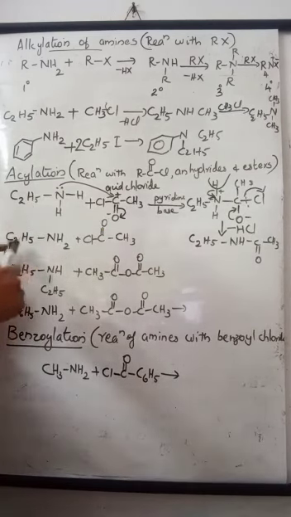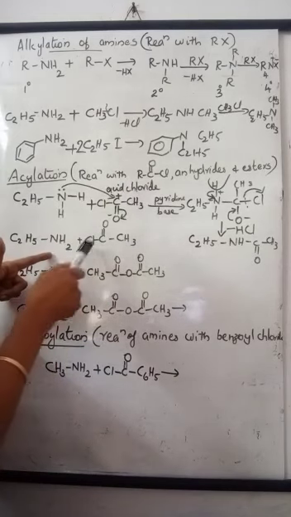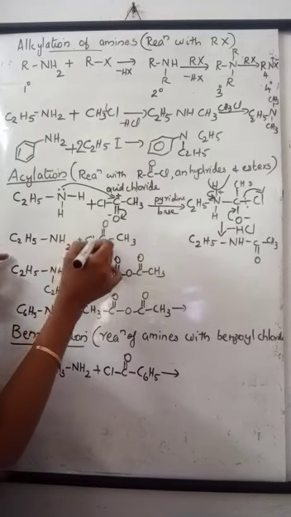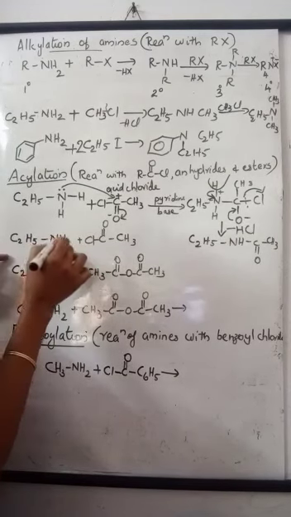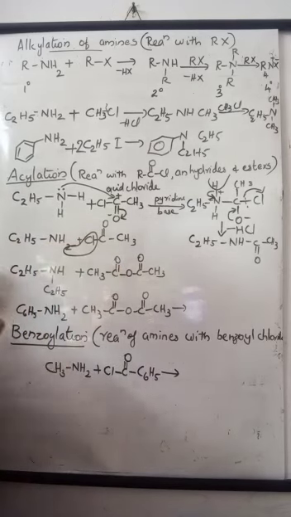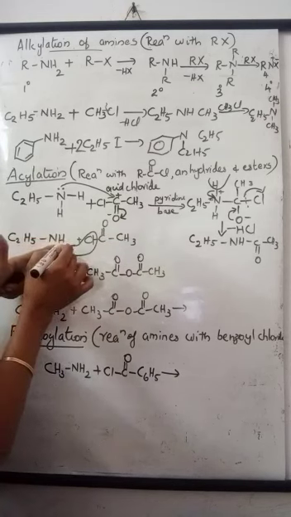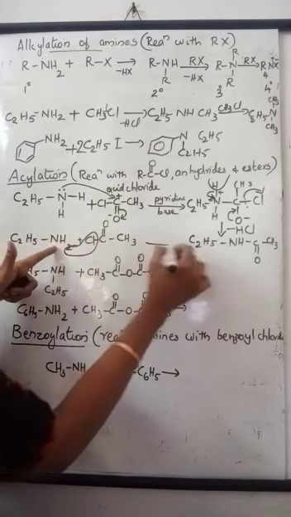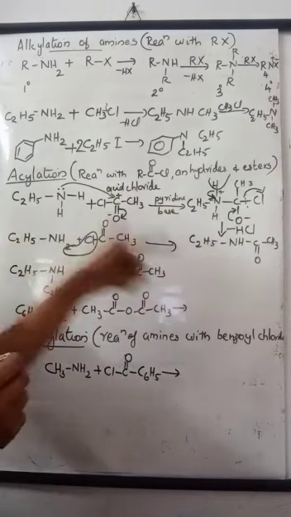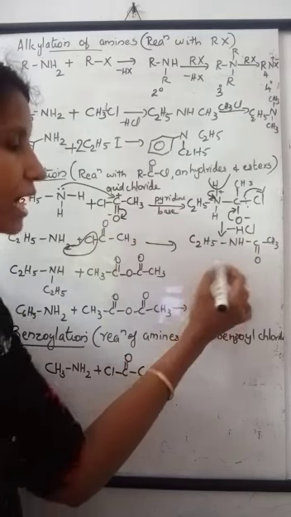For the same reaction, C2H5NH2 plus ethanoyl chloride, CH3COCl, the carbon-chlorine bond breaks and this N-H bond breaks and a molecule of HCl is eliminated, and these two are bonded. C2H5NHCOCH3, that is the final product. C2H5NHCOCH3, this is an amide. The NHCO bond is called an amide.